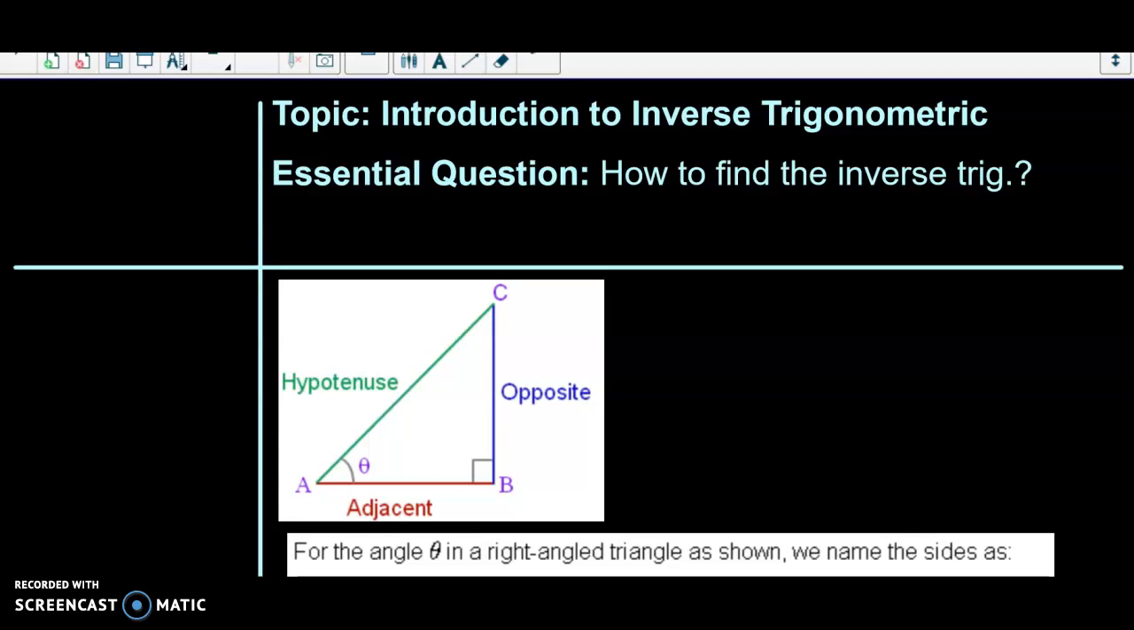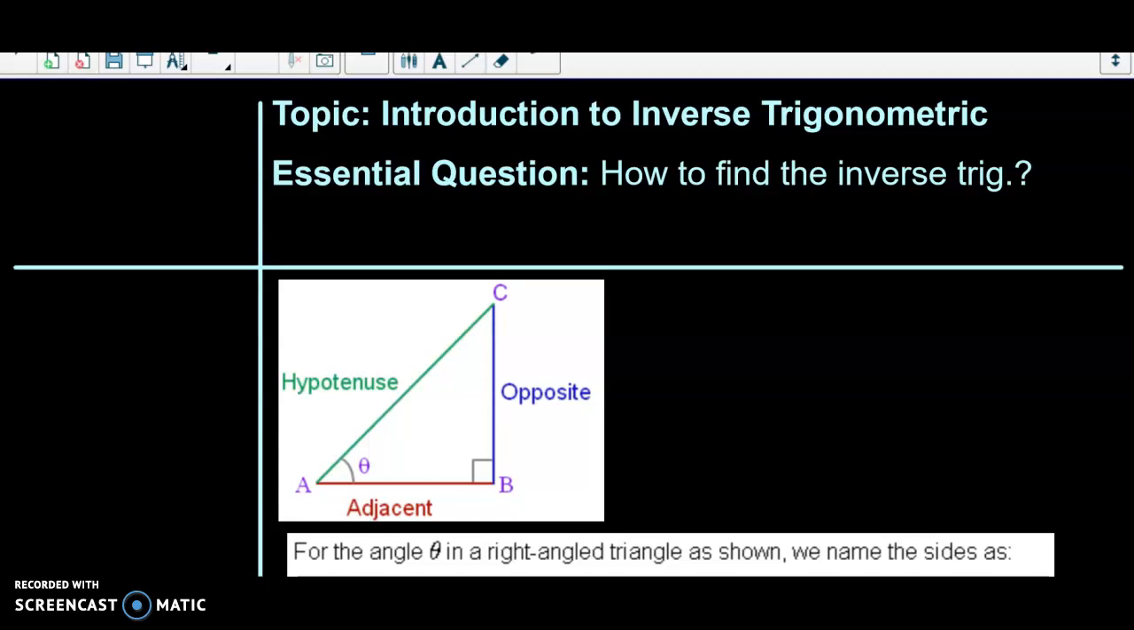Today we're going to start a new unit, Introduction to Inverse Trigonometric Functions, okay? You guys have actually seen a little bit of this. So the first part is just a review of geometry, okay? We're going to be dealing with the right triangle.